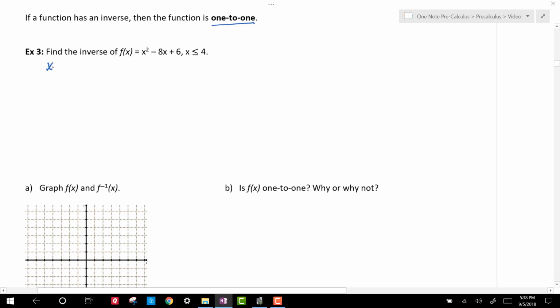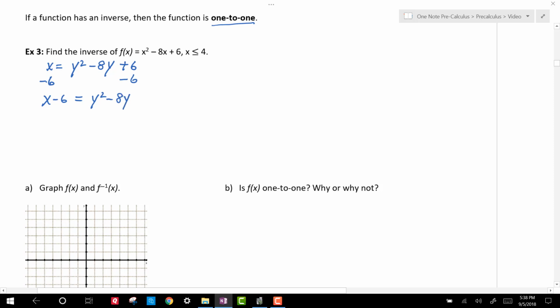So I'm going to start off with x equals y squared minus 8y plus 6. All right? And I need to get y back by itself. Now there's only one way to do this, unfortunately, and that is completing the square. In order to complete the square, I need to isolate the y's. So I'm going to move this 6 over here to the other side, minus 6. So I have x minus 6 equals y squared minus 8y.